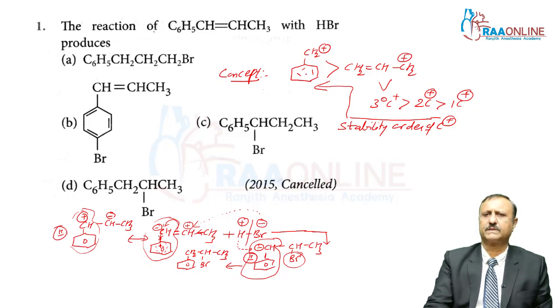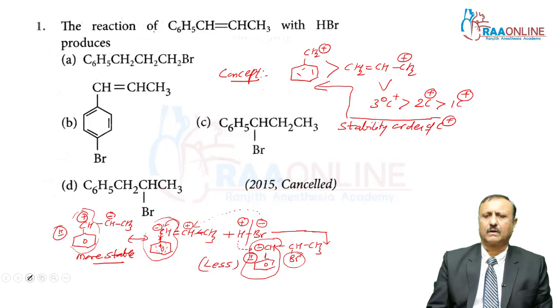It shows that, my dear students, this benzyl carbocation is more stable than this carbanion. When this carbanion is less stable, why is this product formed? Because this is less stable. This carbanion is less stable. So, my dear students, this is less stable and this is more stable.